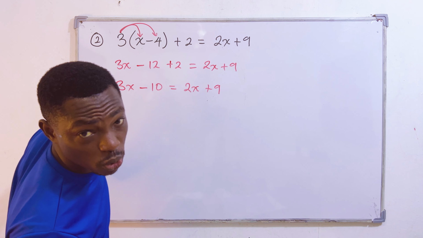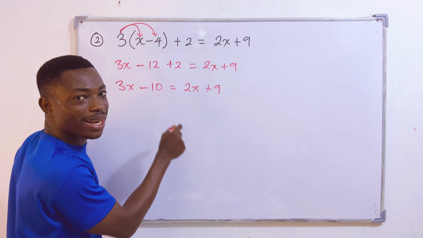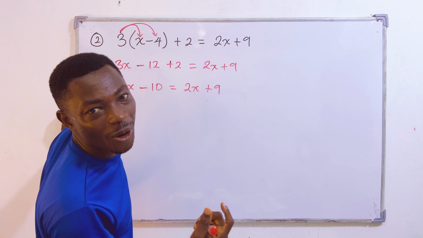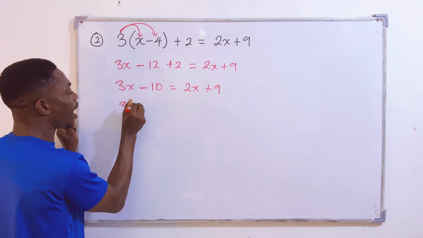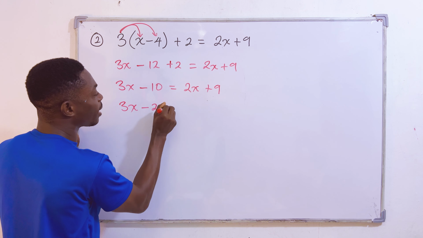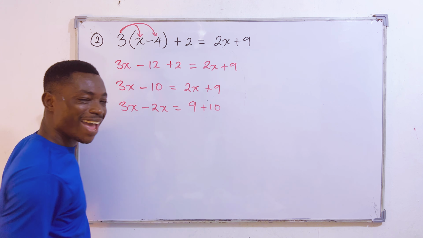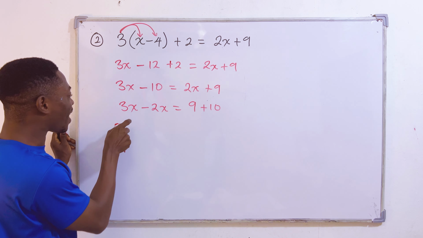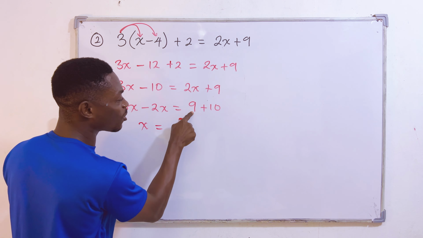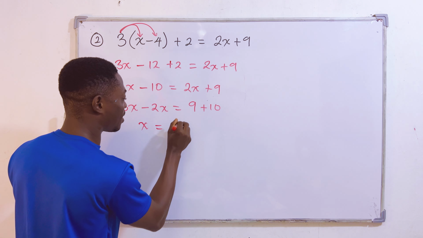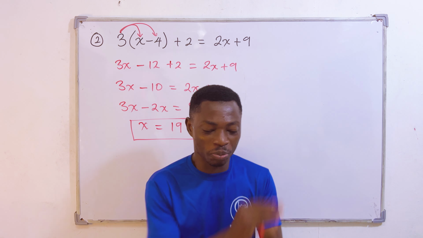Now there are 2 things to do right here. I'm gonna add 10 on both sides, then subtract 2x on both sides just to group like terms. And if I do that, I'm getting 3x minus 2x, and this is equal to 9 plus 10. And clearly we see that 3x minus 2x is giving me just x, and this is equal to 9 plus 10 is 19. And that is it for level 2.